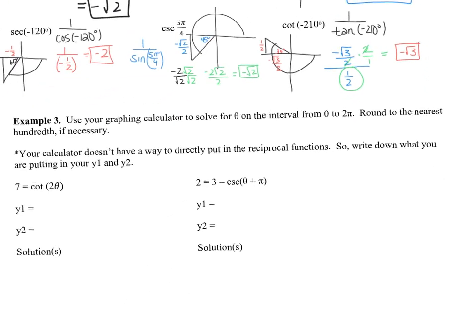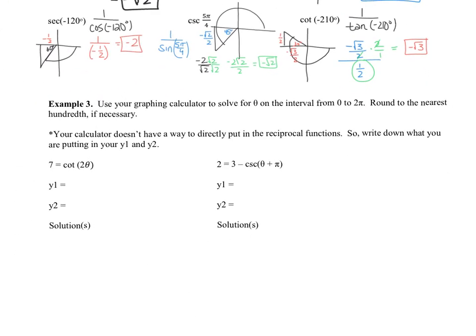Okay, now also you can use your graphing calculator to solve for theta on the interval from 0 to 2 pi. Round to the nearest hundredth if necessary. So your calculator doesn't have a way to directly put in a reciprocal function, so you need to write down what you're putting in your y1 and y2. It's important to notice that the interval is from 0 to 2 pi. So this means you need to set your x min at 0 and your x max to 2 pi in your window. Also, you need to make sure right here that you're in radian mode.